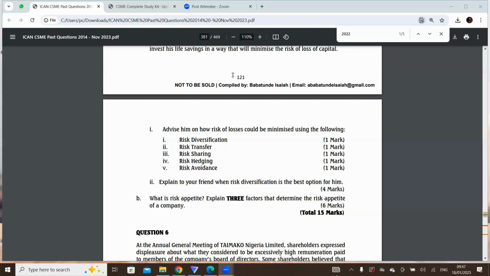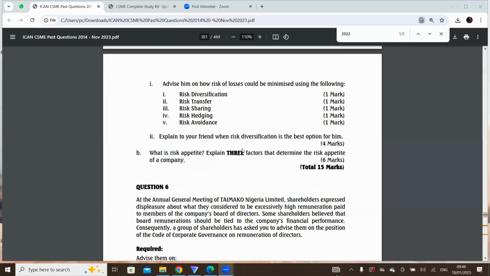Okay, please let's continue. What are the 3 different attitudes towards risk that companies have? They can be risk lovers, risk conservative, risk averse. Okay, so now this one is a tricky question. What are the 3 factors that determine the risk appetite of a company?